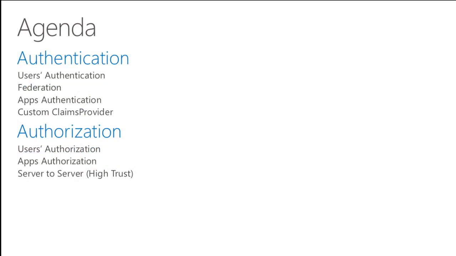We will talk about authentication and authorization in SharePoint 2013. That means we will focus our attention on users' authentication, federation with external identity providers, app authentication, and custom claim provider in order to enrich the experience of our end users while using external identity providers. Moreover, we will move to the authorization part of the story, and we will see how users' authorization works, as well as how the app authorization works in SharePoint 2013. And we will end up talking a little bit about the server-to-server or I-trust scenario.